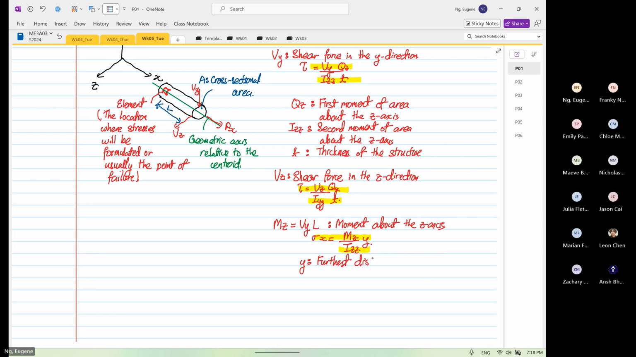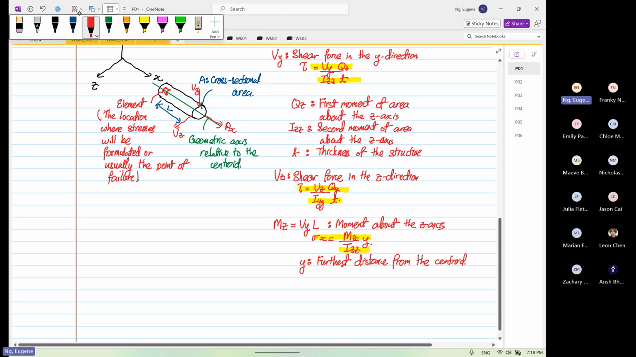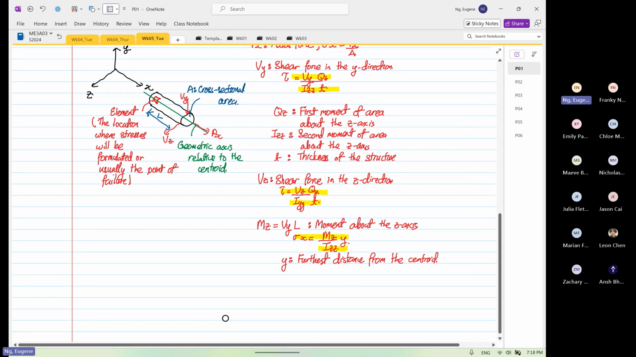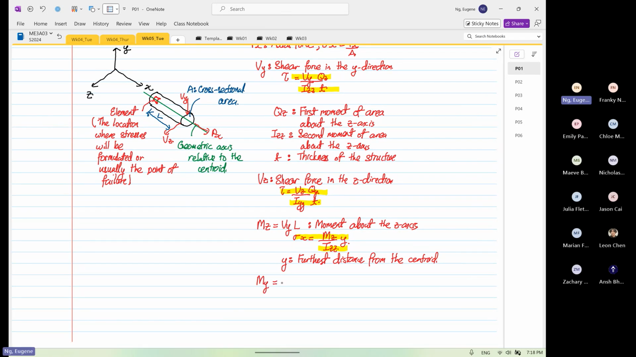distance from the centroid. Okay. Then we have the next one, right? We can also have moment about y, which is equal to Vz multiplied by L.